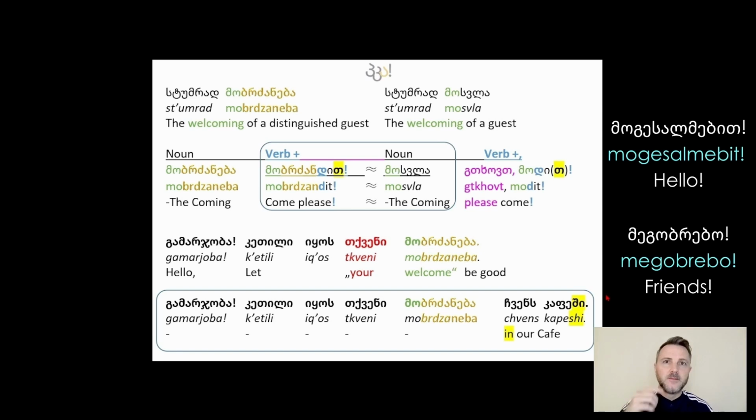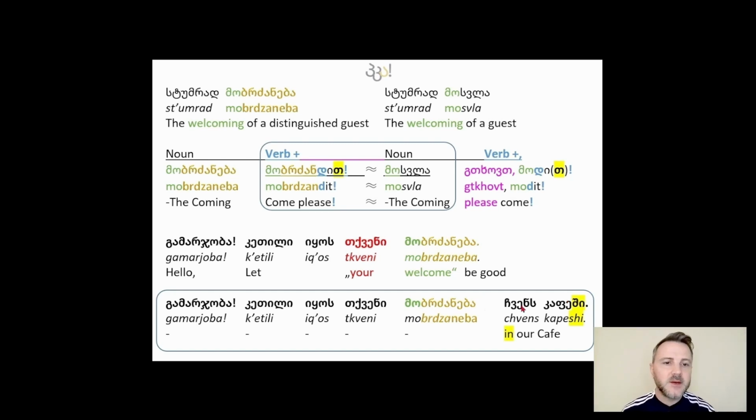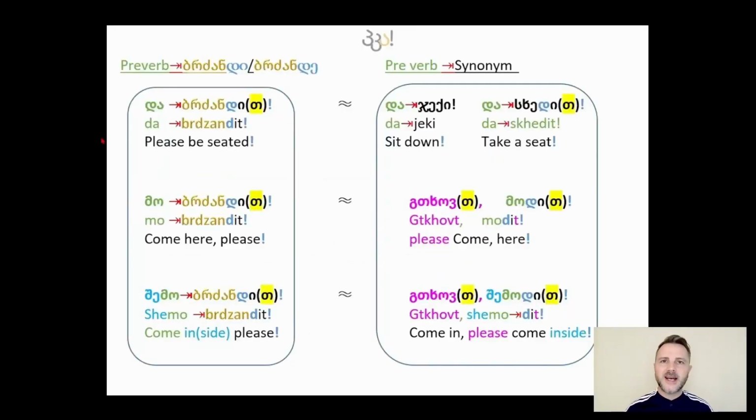So, Mogesal mebit, megobrebo, keteli ichos tkveni moBRDZAN-eba. Welcome. And then, of course, welcome where? So we said restoranshi in the saubari ori. This time we've got tkvens kapeshi to our cafe, right? I'm in Batumi at the moment. There are quite a lot of cafes. So გამარჯობა, კეთილი იყოს, თქვენი მობრძანება, tkvens kapeshi. What a wonderful way to say hi. And they might say daBRDZAN-de-t. Take a seat. The final slide looks at me giving you commands that are associated with hosting you.